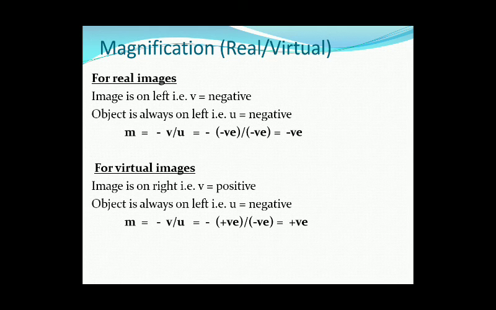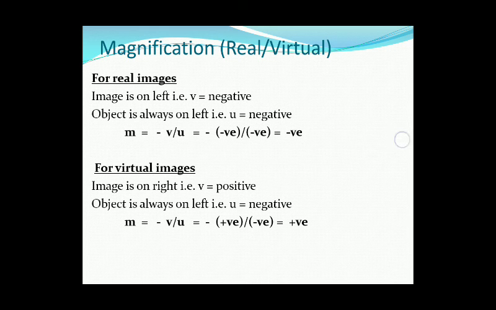Object is on left, negative. Virtual images are on right, so V is positive. Now, when we put in the formula, negative sign, V positive, U negative. So finally, negative and negative is giving us positive. Positive means virtual images. Negative means real images. We all know that real images are always inverted and virtual images are always erect.